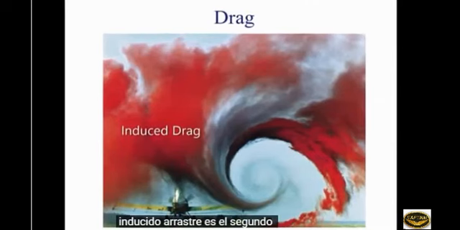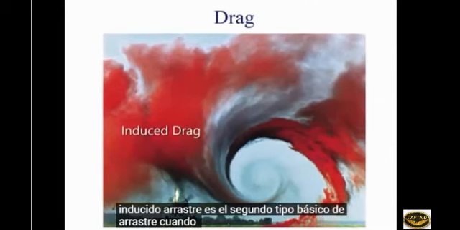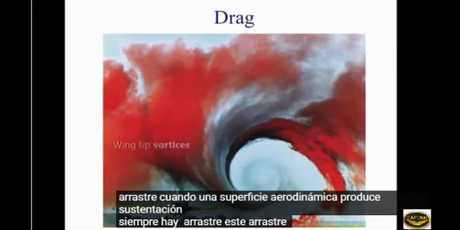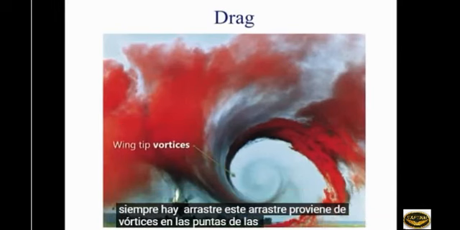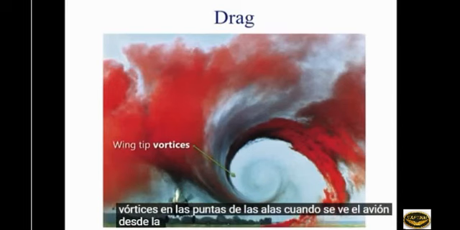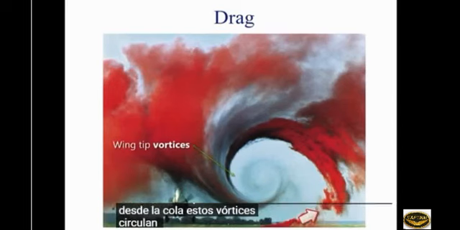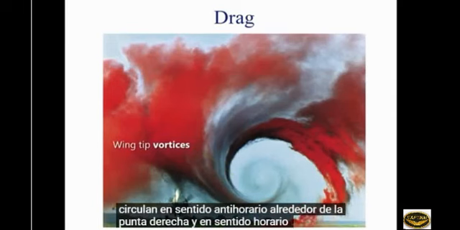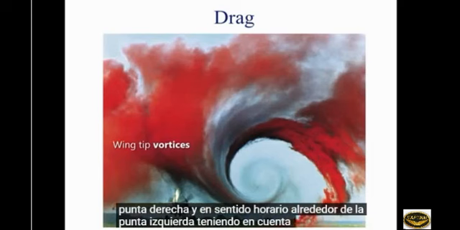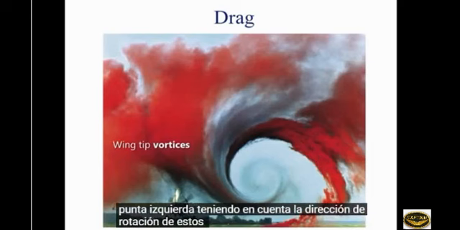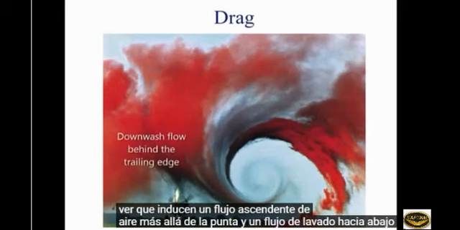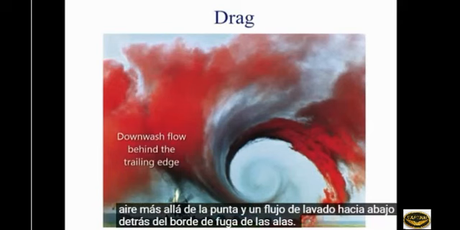Induced drag is the second basic type of drag. When an airfoil produces lift, there is always drag. This drag comes from wingtip vortices. When the aircraft is viewed from the tail, these vortices circulate counterclockwise about the right tip and clockwise about the left tip. Bearing in mind the direction of rotation of these vortices, it can be seen that they induce an upward flow of air beyond the tip and a downwash flow behind the wing's trailing edge.